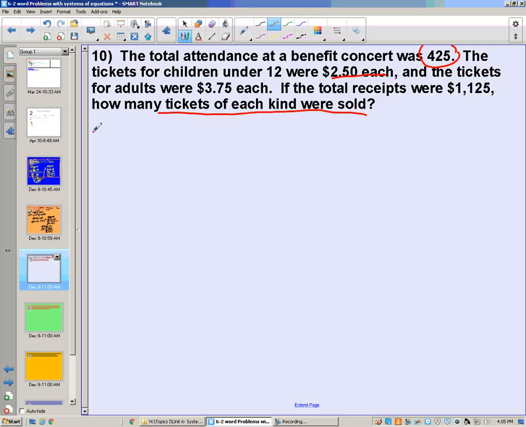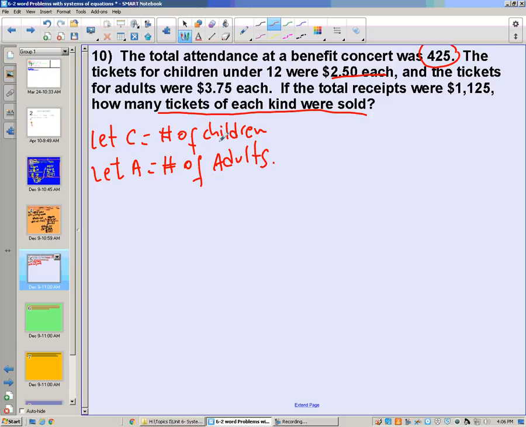So I'm going to let C equal the number of children tickets, or tickets sold to children. And I'm going to let A equal the number of adult tickets sold, or the number of adults that attended.